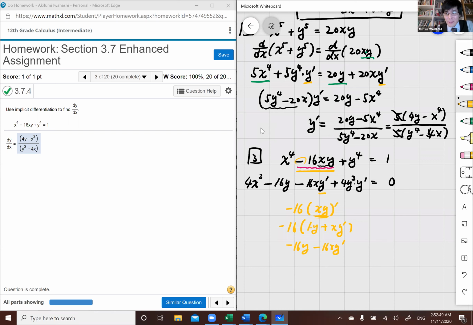Now, again, this is a linear equation in terms of y dash. So combine these yellow parts on the left side and the remaining part on the right side. So it's going to be 4y cubed minus 16x times y dash is equal to 16y minus 4x cubed. Now divide both sides of the equation, and simplify by dividing by 4 on top and bottom. You're going to get 4y minus x cubed over y cubed minus 4x. Okay.